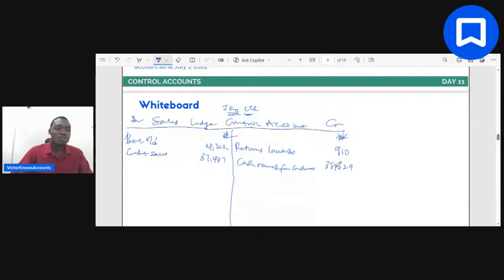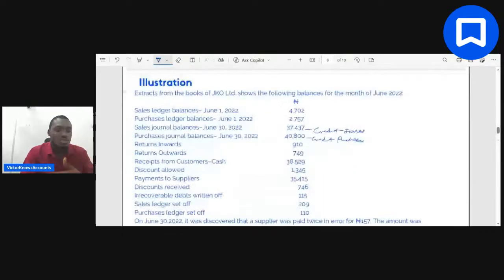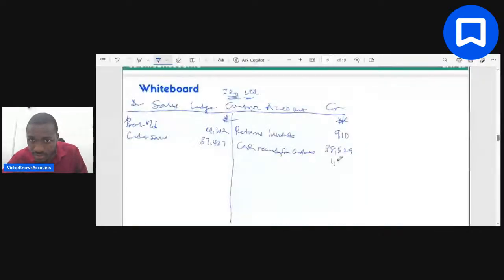Now the next one, we have discount allowed. When you issue discount to your customer, are you increasing their debt or reducing it? You are reducing it. So it's going where? Credit side. So discount allowed, 1,345.